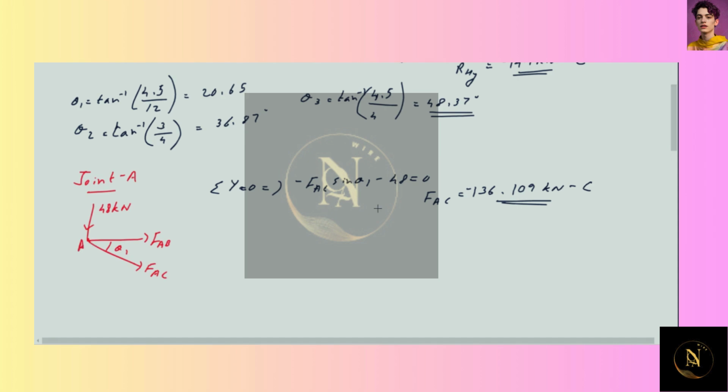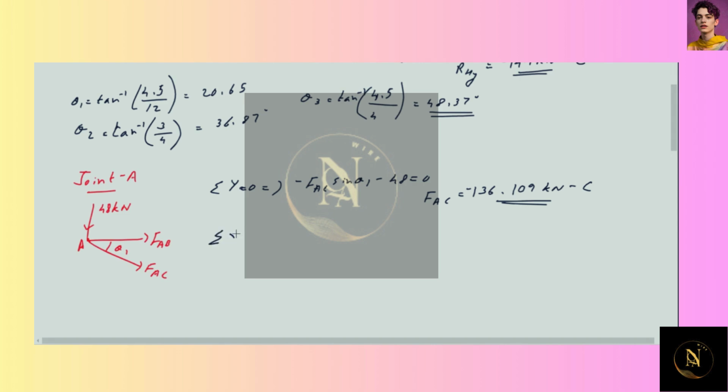The sine of theta 1, sine of 20.65, that is 48 divided by sine of 20.65, equal to my 136.109, and there is a minus sign here, so this is minus of this one. As that is minus, the actual direction is opposite to this one, that creates compression, denoted by the letter C.